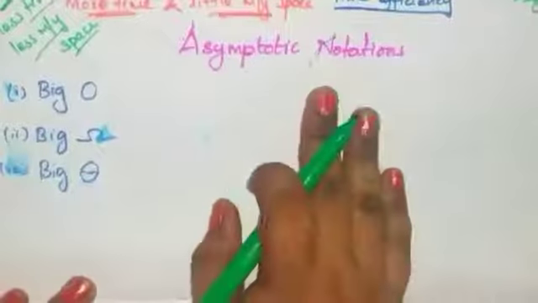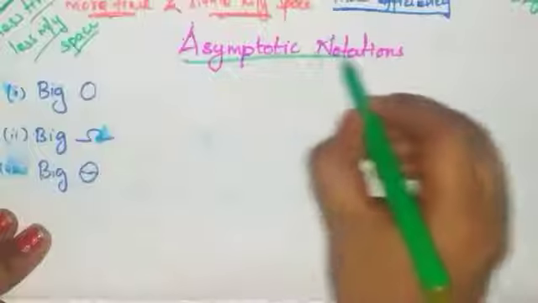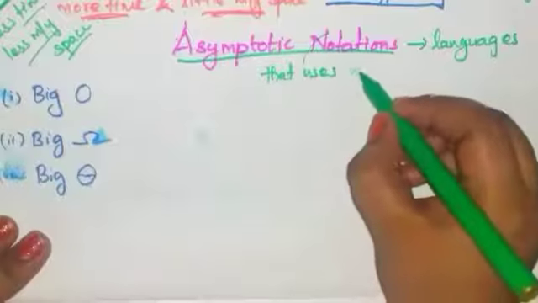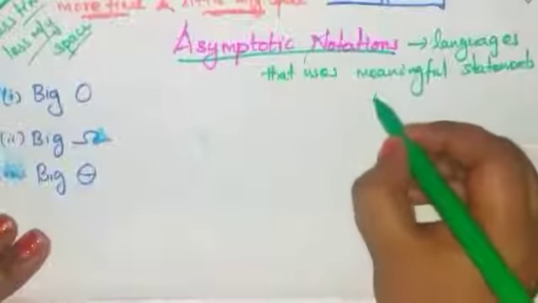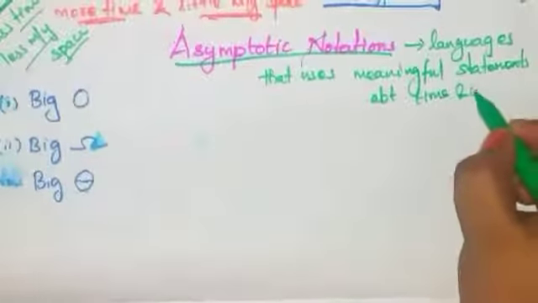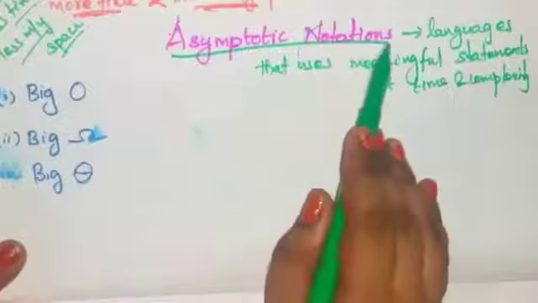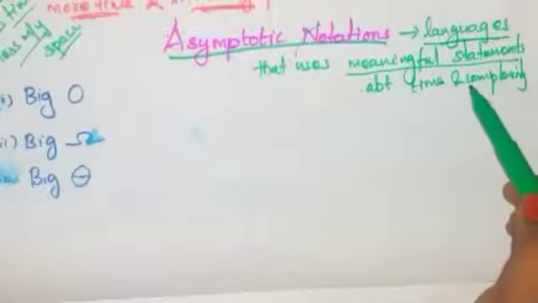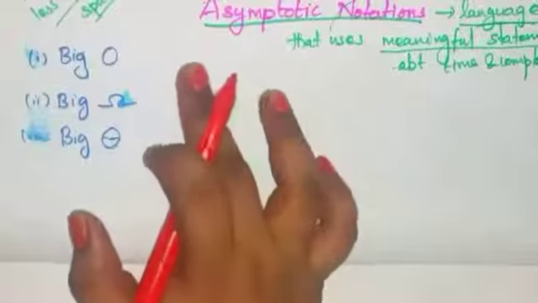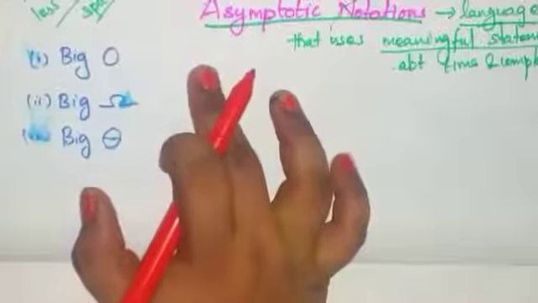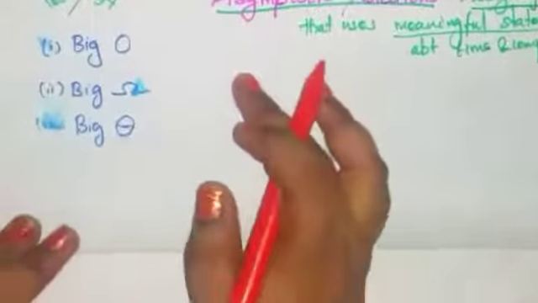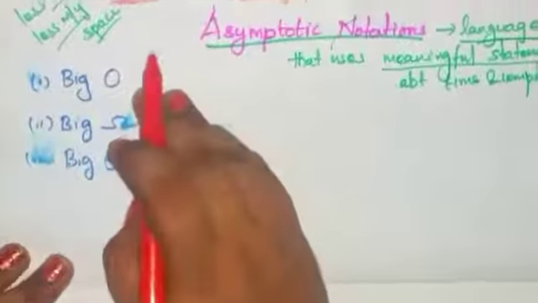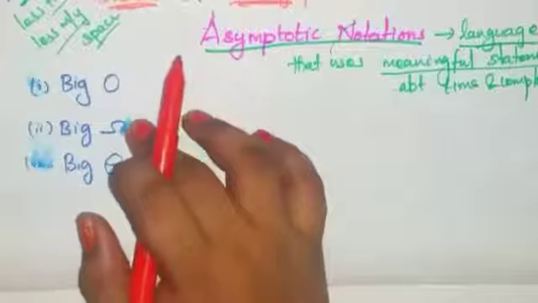So next topic, asymptotic notations. What do you mean by asymptotic notations? Asymptotic notations are nothing but the languages that use meaningful statements about time and space complexity. There are three notations mostly used to represent the time complexity of algorithms. What are they? Big O, big omega and big theta. These three are used to represent time complexity of algorithms.